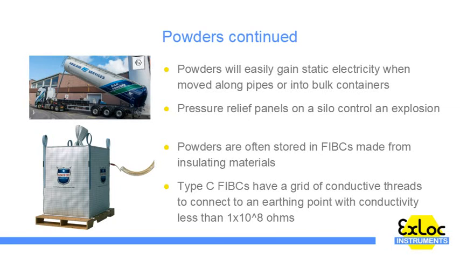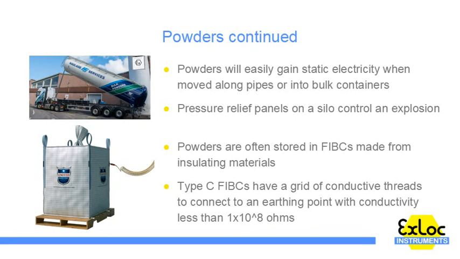Type C FIBCs contain interconnected conductive threads or filaments forming a grid within the fabric that connects to an earthing point. Conductivity through the bag structure to the earthing point should be less than 1 × 10^8 ohms. Although this maximum figure is higher than the 10^6 ohms stated elsewhere, it has been calculated to safely prevent charge buildup on the Type C FIBC during filling and emptying operations.